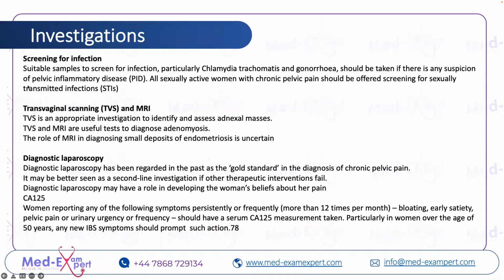How will you investigate? Suppose this one was not sexually active, but for a patient who is sexually active at any age, you have to start by screening for infections. Then the ultrasound: if the patient is a virgin, you can go for an abdominal pelvic scan, otherwise a transvaginal scan will be the best, and then laparoscopy. If the patient is old and there are symptoms of bloating and weight loss, then of course you have to go for CA 125 as well.